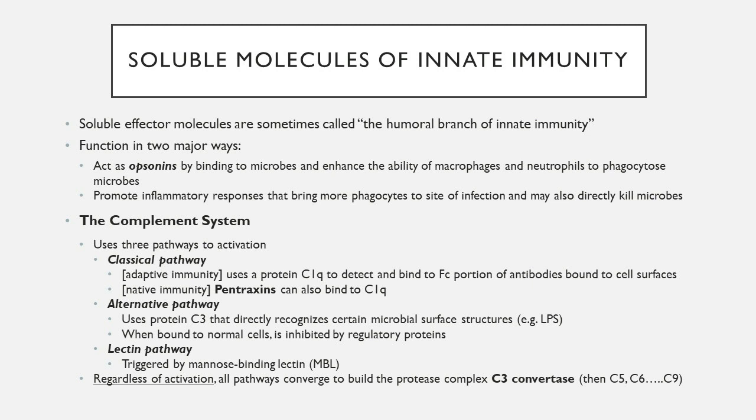It's called the Fc portion that are already bound to cell surfaces. Once C1q is bound, then it can initiate the further activation down the line of the complement system. Now, there are proteins of the innate immune system like pentraxins, which we're going to learn about in the next slide, that can also bind to C1q and activate complement independent of the adaptive immune system, so independent of antibodies.